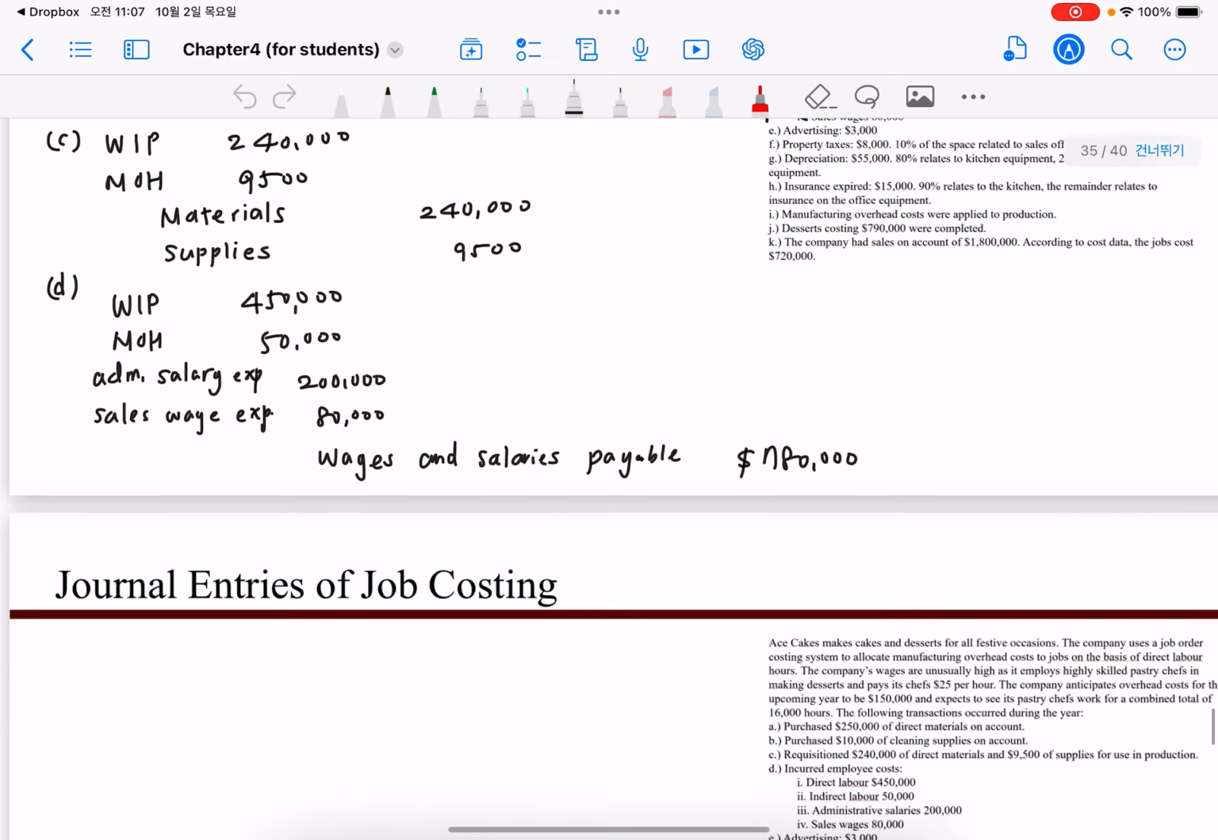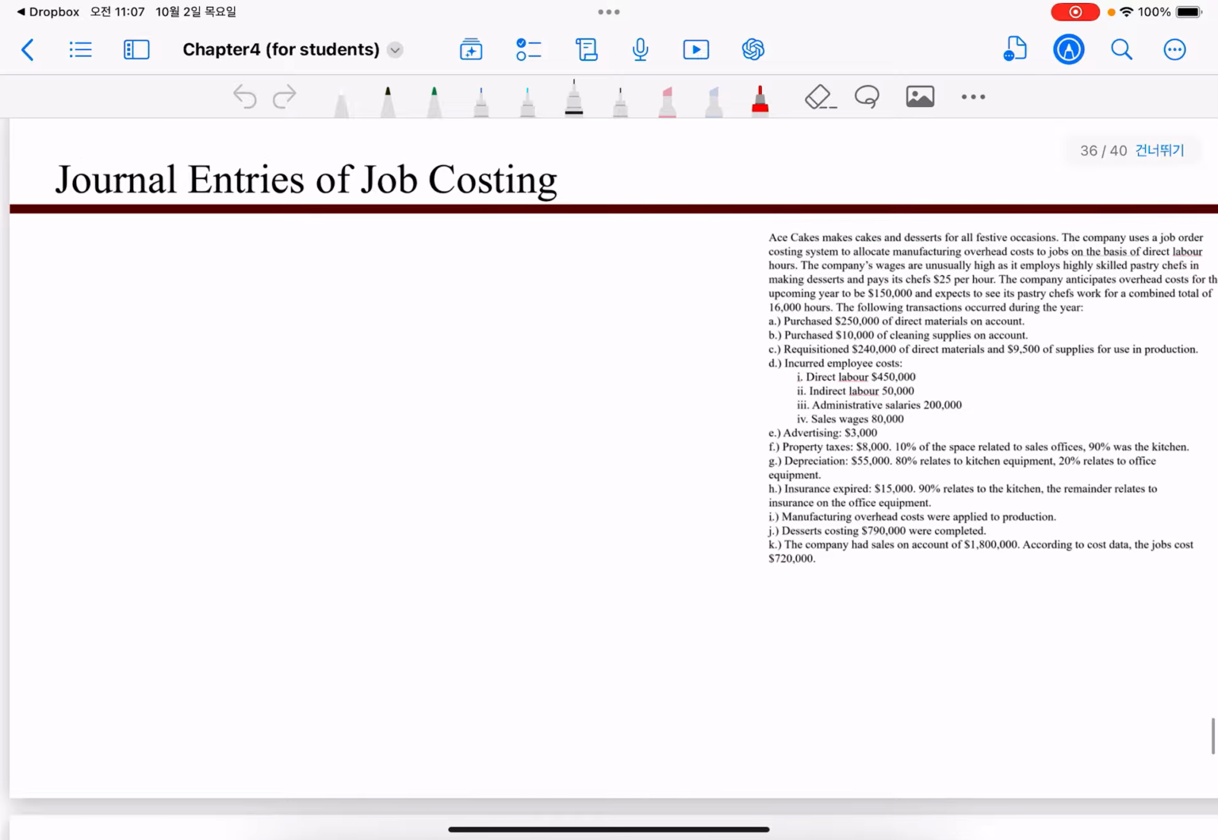Now let's move on to E. E is where we want to account for the advertising expense of 3,000. Here there is an implicit assumption in many cases that if you incur expenses, you don't pay directly by cash, but you pay on account. So you normally use accounts payable, and that's what I'm going to do here as well.